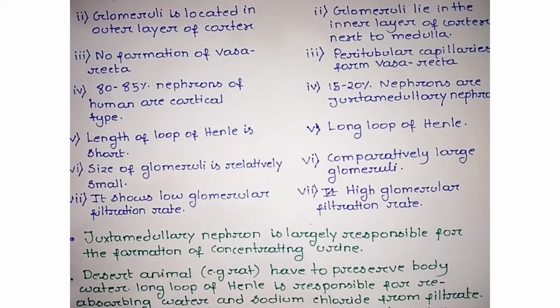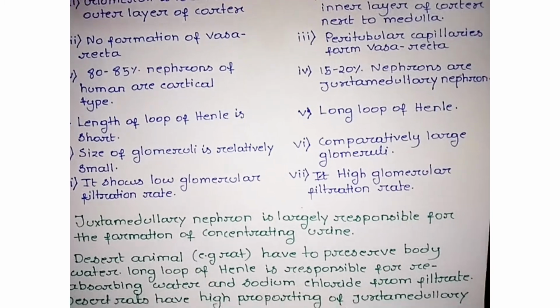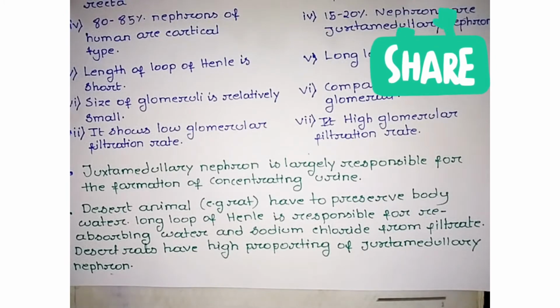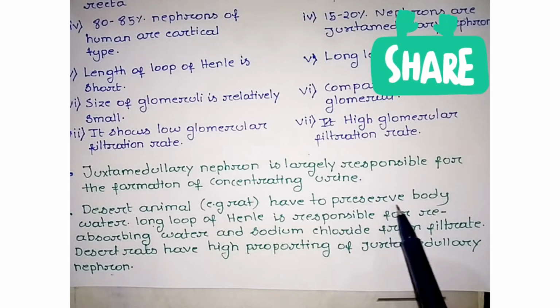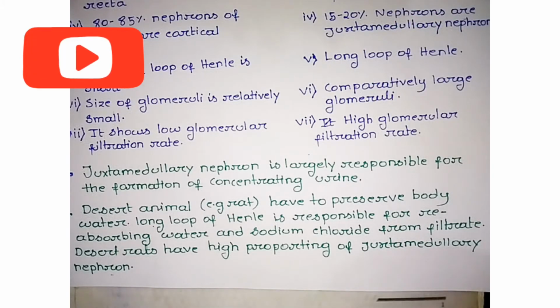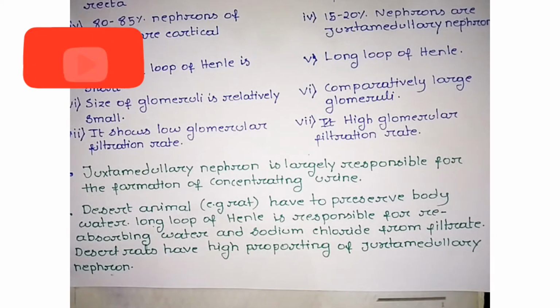Loop of Henle takes a very important role in the concentration of the urine. Suppose a desert animal, we will later discuss the functions of the different parts. Loop of Henle is a very important segment of the nephron. Desert animals, such as a rat, have to preserve body water because there is scarcity of water. They can't lose water from their body. They have to hold their body water, so they can't excrete out large proportions of water.